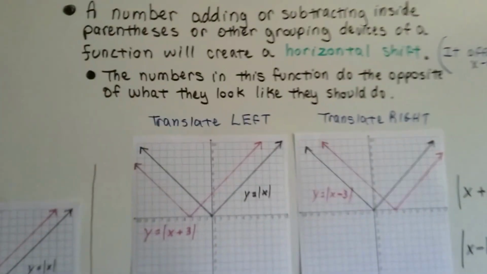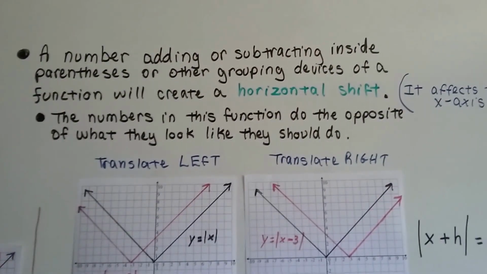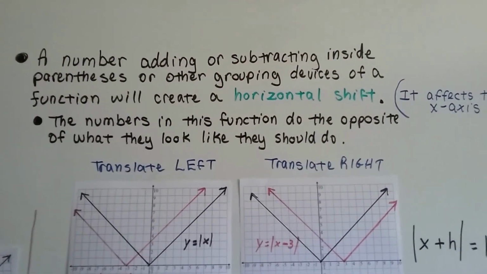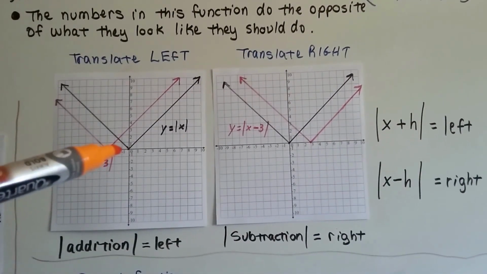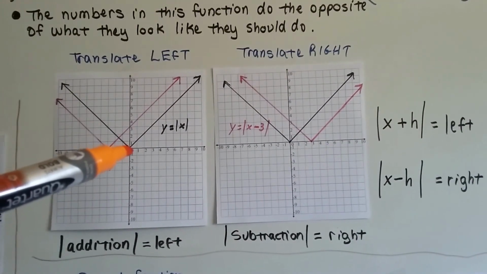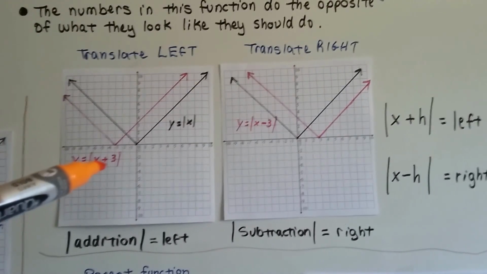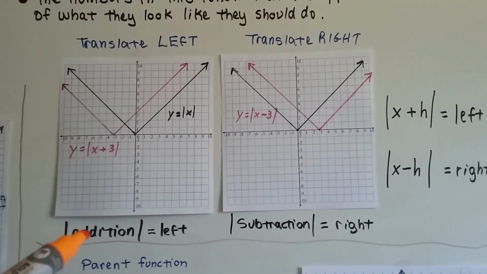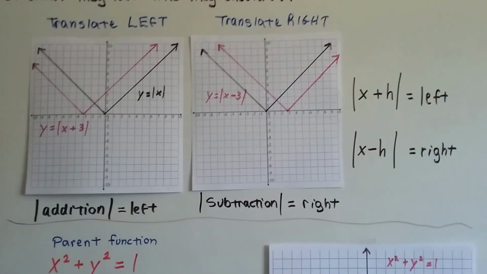Okay? So a number adding or subtracting inside parentheses or other grouping devices of a function will create a horizontal shift. It affects the x-axis. And the numbers in this function do the opposite of what they look like they should do. So if our parent graph is y equals the absolute value of x, we've got it right here in black. And if we've got the absolute value of x plus 3, it's going to shift 3 units to the left. See that? So if addition is inside absolute value, we go to the left, okay? If it's a plus and then the constant, we go to the left.